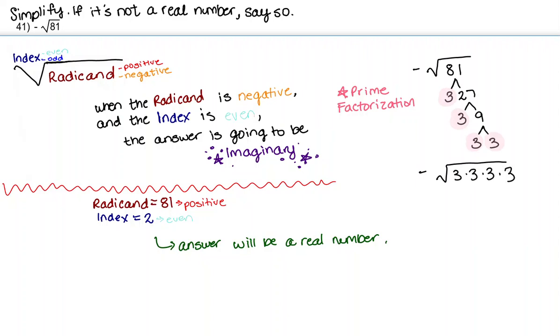So the index being 2 means that we're looking for groups of 2. So right here we have one group, and then right over here we have another group. So I'm taking out 2 groups of 2 3s. Now I'm left with nothing inside the radical, so I can just erase that. And I am left with negative 3 times 3. My 3 times 3 is going to be 9. And then I'm just going to bring down the negative. So my answer is negative 9.